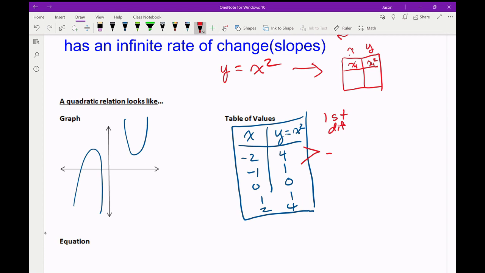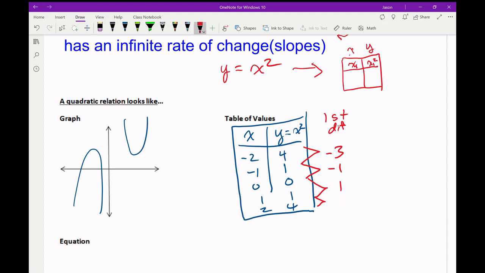All right, so 1 minus 4 gives us -3. And then 0 minus 1 gives us -1. And then 1 minus 0 is 1. And then 4 minus 1 is, no, it's +3.